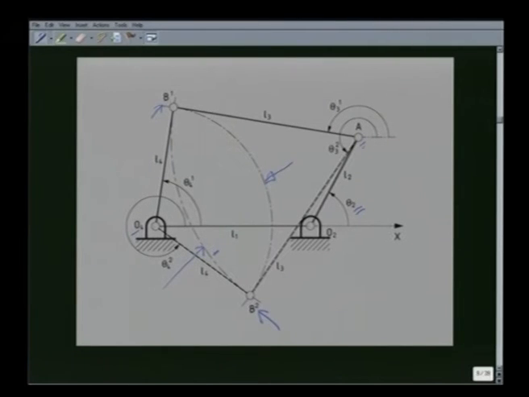For the firm line, that is when the diagram is above the line O4 O2, this is theta 3 1 and this is theta 3 2. Corresponding to theta 3 1, I have theta 4 1, and corresponding to theta 3 2, I have theta 4 2.